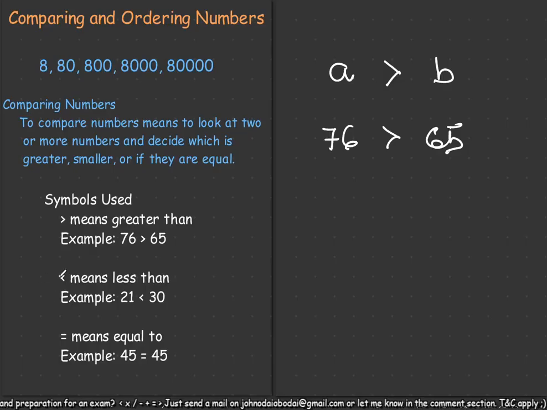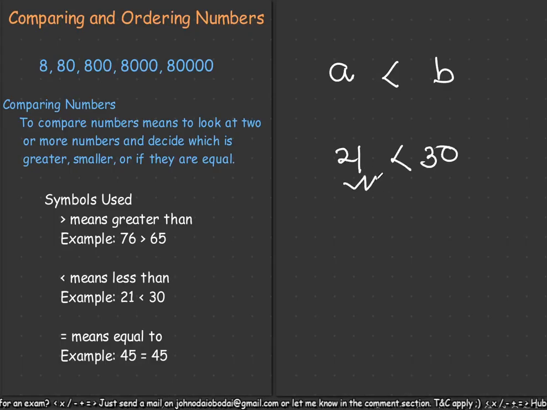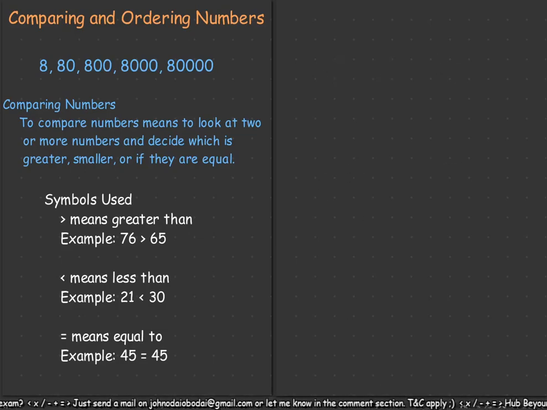The next one is what we have here. We call it the less than symbol. This is how it looks. And how do we use it? You use it to indicate that A, the first number, is smaller than the second number. Hence, if I write 21 is less than 30, then this number 21 is a smaller number as compared to 30. Then the final one, which we have always seen, is an equal sign, and this is it over here.